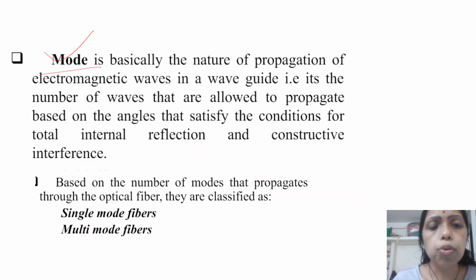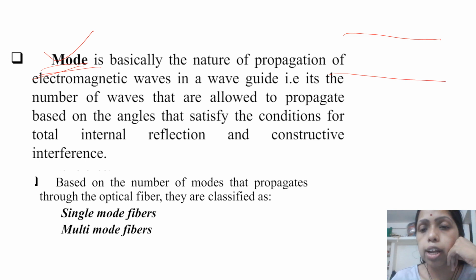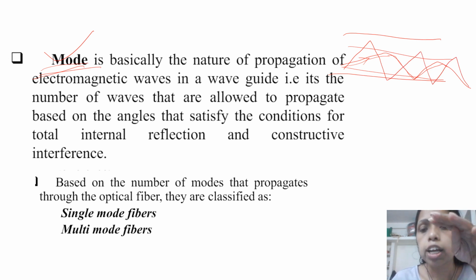Now come to the mode of the fiber. I have already discussed this in the last class. What is the mode of the fiber? Normally when light is incident on the fiber, you can see the direction is changing. Sometimes it goes like this, sometimes like this. So multiple light rays can propagate through the optical fiber. Suppose one ray is going this way and another ray is going that way. This decides the different modes.